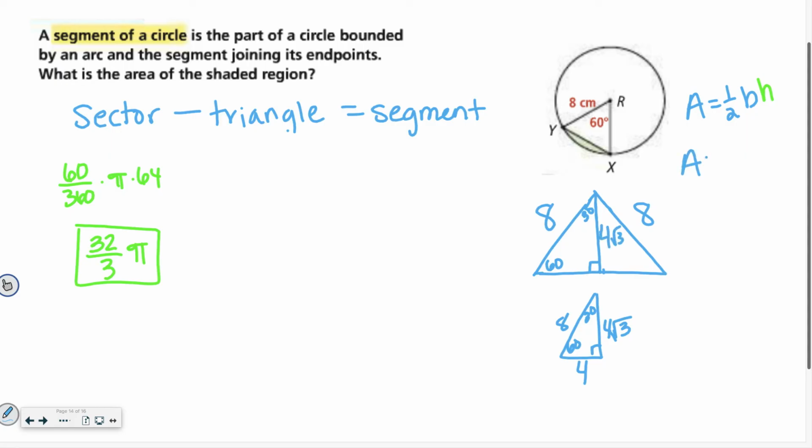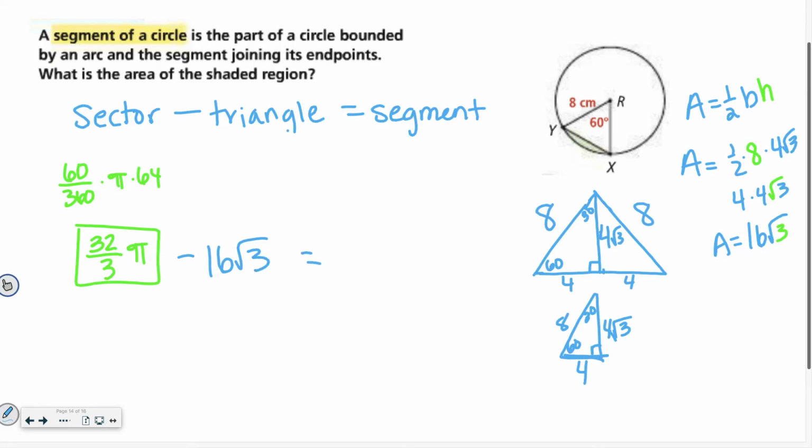So I'm going to say area equals 1/2, and then I'm going to come back to the base in just a second, 4 square root of 3. And I found that this part was 4. That means this part's also 4 because I cut it in half. So my base is a total of 8. So 1/2 times 8 is 4 times 4 square root of 3. 4 times 4 is 16 square root of 3. That is the area of my triangle. So I'm going to say minus 16 square roots of 3.